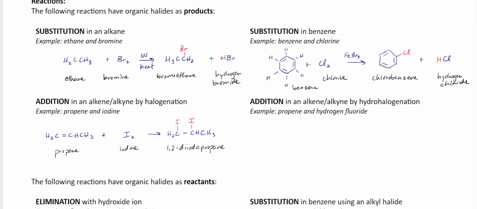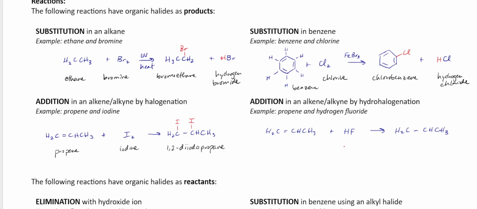We can also do an addition in an alkene-alkyne by hydrohalogenation, so not halogenation, but hydrohalogenation. So propene, again, so H2C, double bond CH, CH3 plus HF goes to form, and then again, H2C, that double bond is going to go down to a single bond. You don't have to show this, for example. You could just put the two C's together. I'm going to show it to be a little bit clearer that it's no longer an alkene.